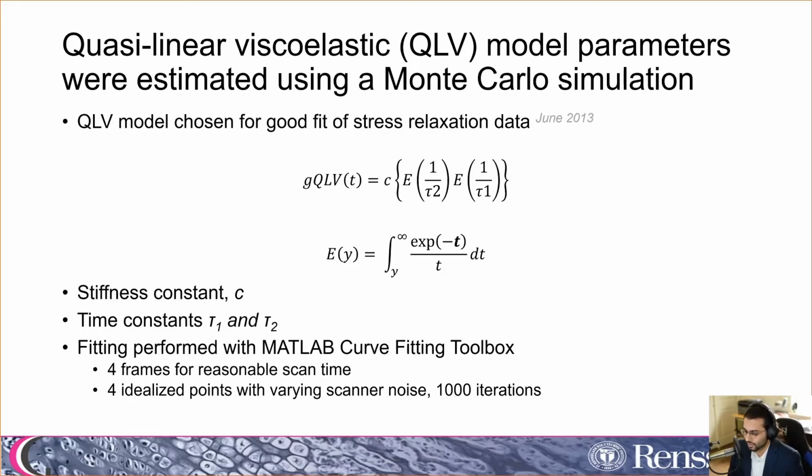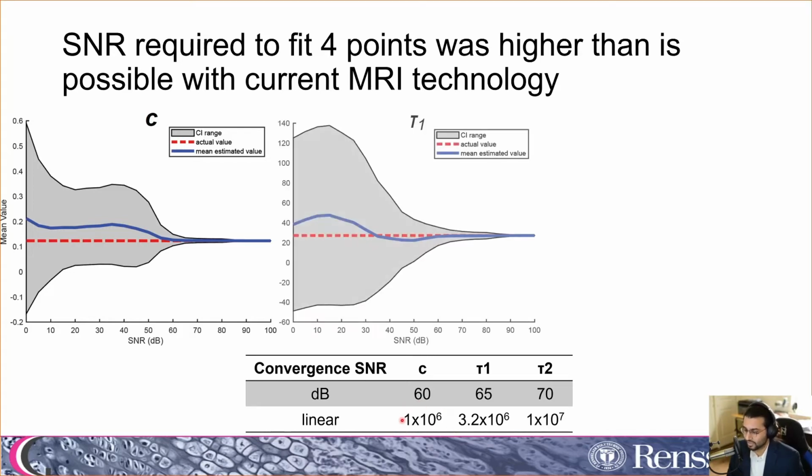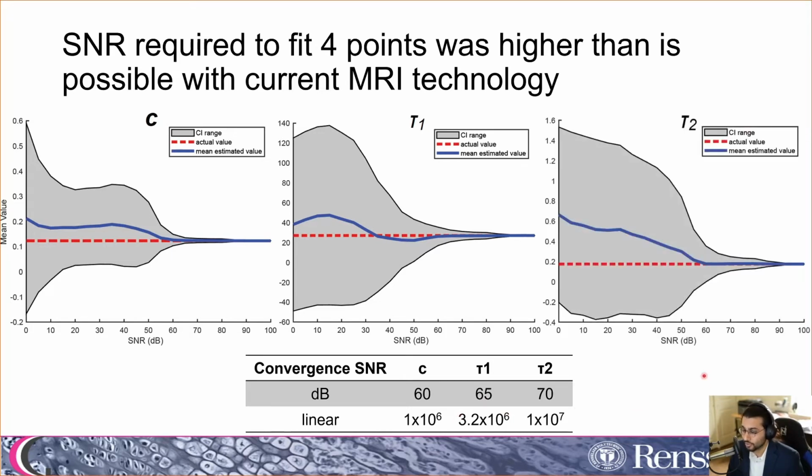using 4 idealized points, injecting various amounts of scanner noise to simulate the MRI scanner over 1,000 iterations, a Monte Carlo simulation. Unfortunately, we find that the SNR needed to actually fit this model is much higher than is possible with current MRI technology. The effective SNR, the noise injected, was varied logarithmically, so we find that to fit C, we require an SNR of 60 decibels, which in linear terms is an SNR of 1 million. To fit tau1 is even higher, 65 decibels, or 3.2 million, and tau2 is higher still, 10 million.